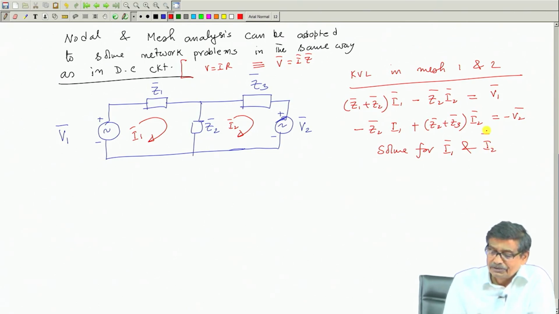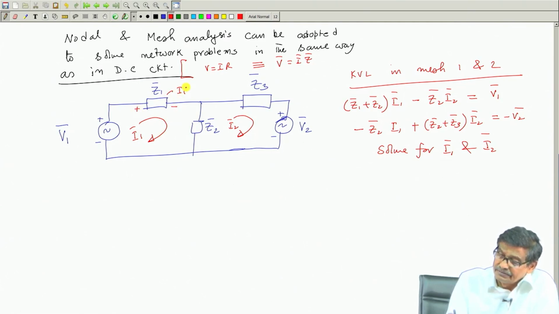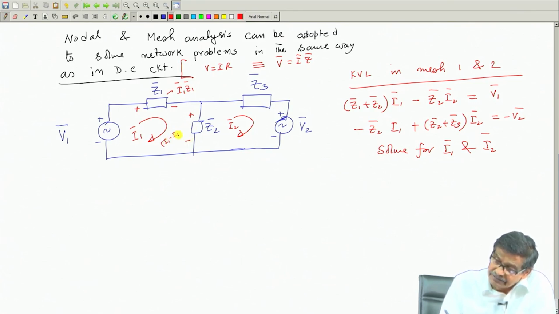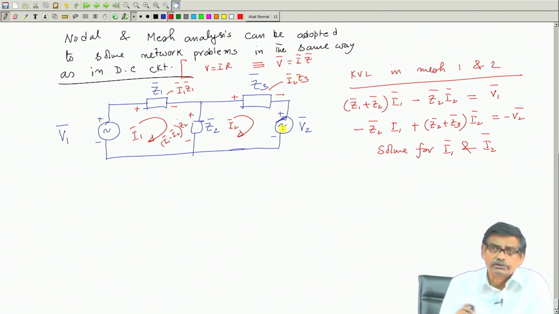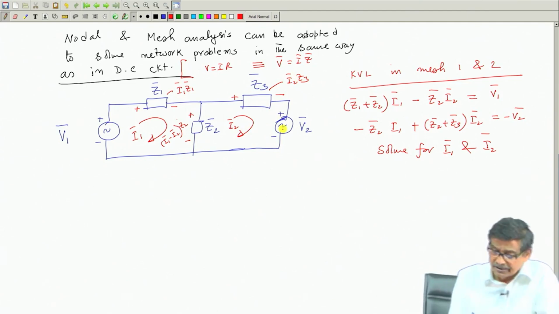Acha, in this example, tell me, there are each elements here. What is the voltage drop here? I1 Z1. What is the voltage drop here? If you write this is plus, this is minus, then you should write I1 minus I2 phasors into Z2. For this, simple, I2 into Z3, and polarity of the voltage I2 is known. Now, here let us see what I should write.